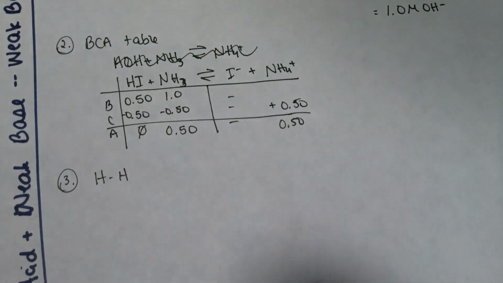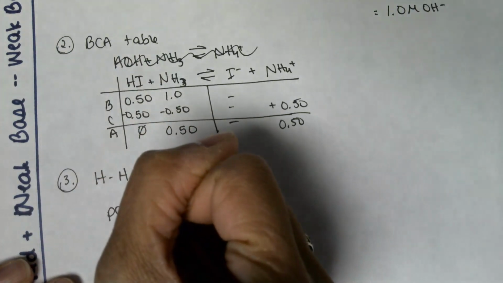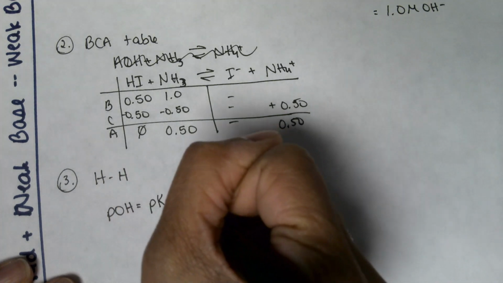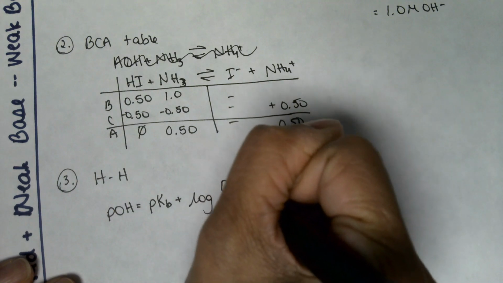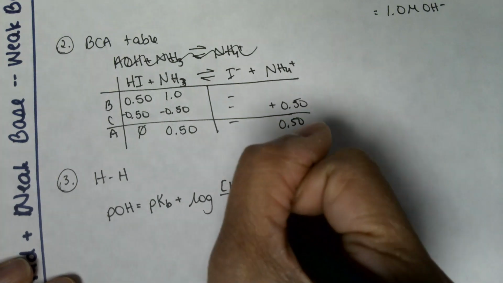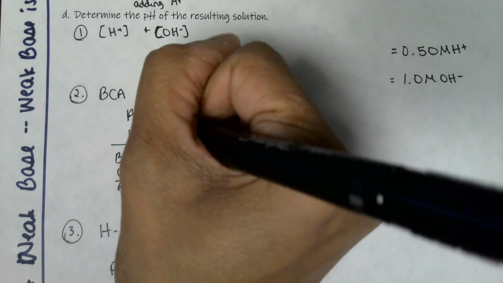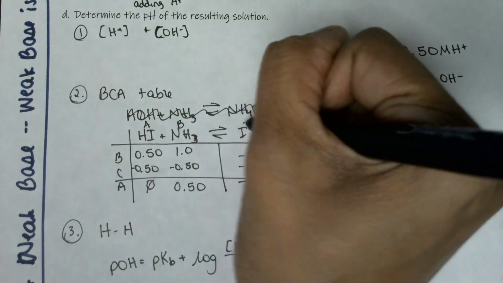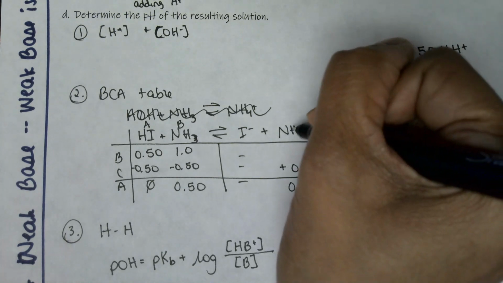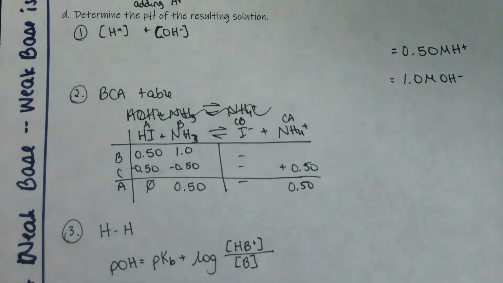So this equation looks slightly different. Not too bad, though. I'm going to say that the pOH is equal to the pKb plus the log of my conjugate acid over my base. And just to remind ourselves, this is the base, and this is our conjugate acid.